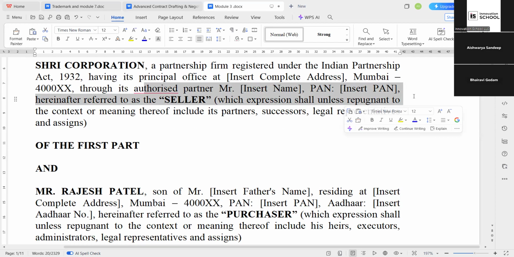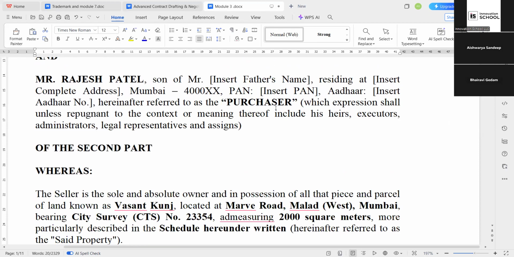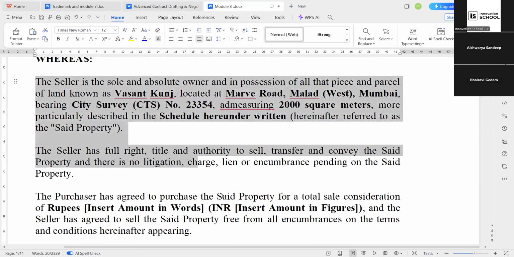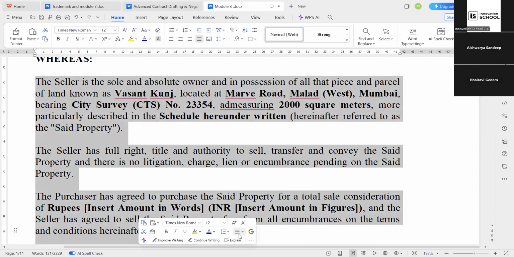So this is how you are going to write if you are writing about the partner. Then comes Mr. Rajesh Patel, who is the purchaser. He is an individual, so only his details will be mentioned. Okay. This section or this part is usually known as the recital.